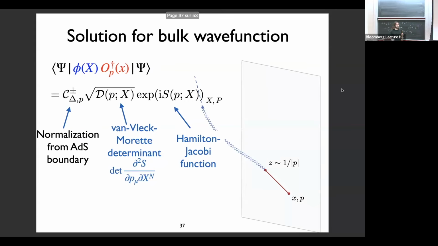For the action, you're always taking the free particle action? Or it could be some generic one? Yeah, so we studied this. The idea is that this actually is a solution of the wave equation in the bulk. And you can generalize this, for example, to spinning particles. Then you get some extra factor in front, but this part will stay the same.